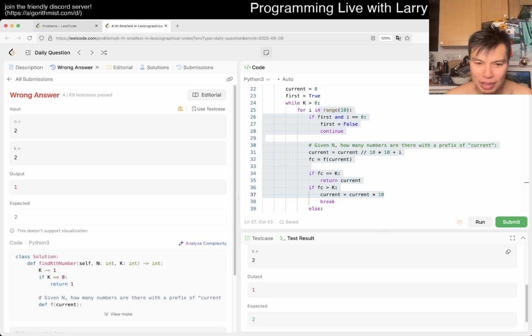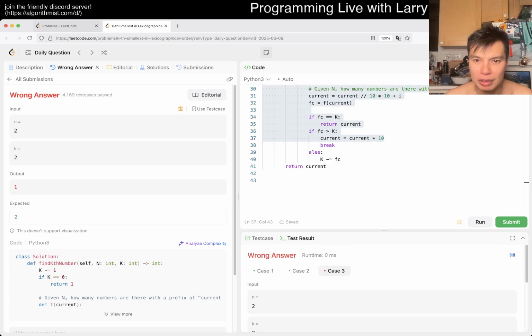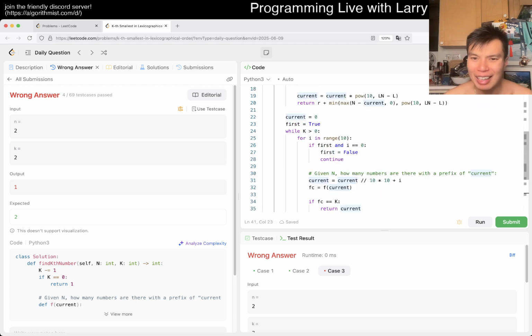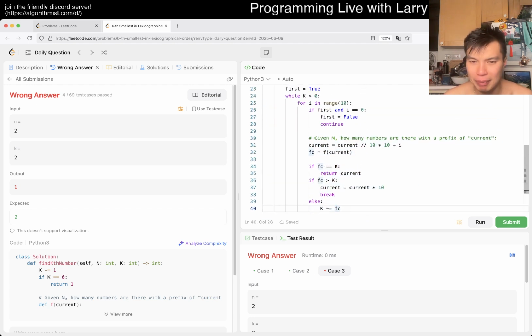Okay, so output 1, expected 2. 1, right? So okay, so maybe we can... I don't like the way that I did this, honestly. That's why I'm very meh about it. If fc is greater than k, then this digit is I.